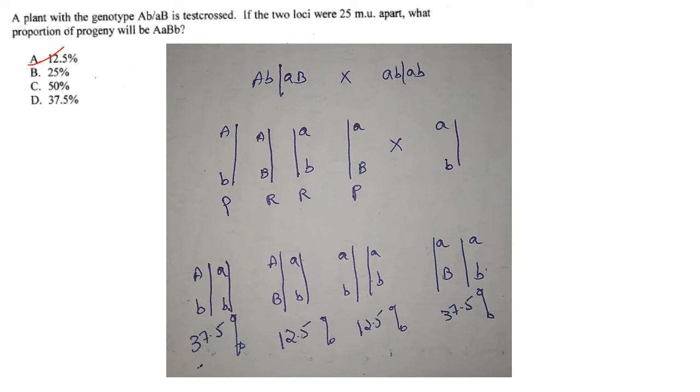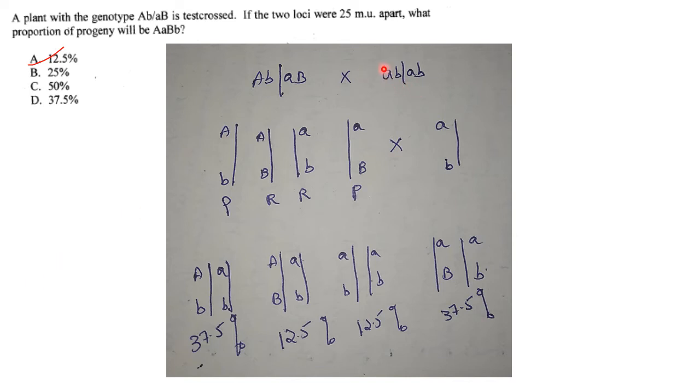So coming to the next question, a plant with the genotype capital A small b, small a capital B is test crossed. Test crossed means crossed with the homozygous recessive parent. So this F1 progeny is crossed with the homozygous recessive parent. If the two loci were 25 mu apart, mu is map unit, what proportion of the progeny will be capital A small a, capital B small b? So what is a map unit? A map unit is defined as the distance between two linked gene pairs where 1% of the products of meiosis are recombinants. So 25 map units is 25% frequency of recombination. So these are the gametes that are produced by this particular parent.